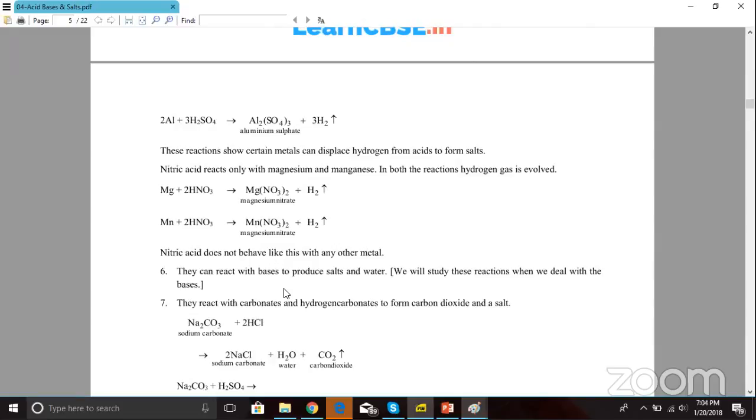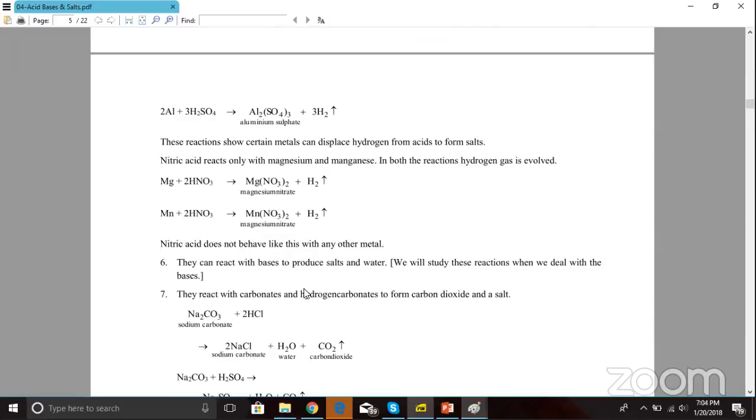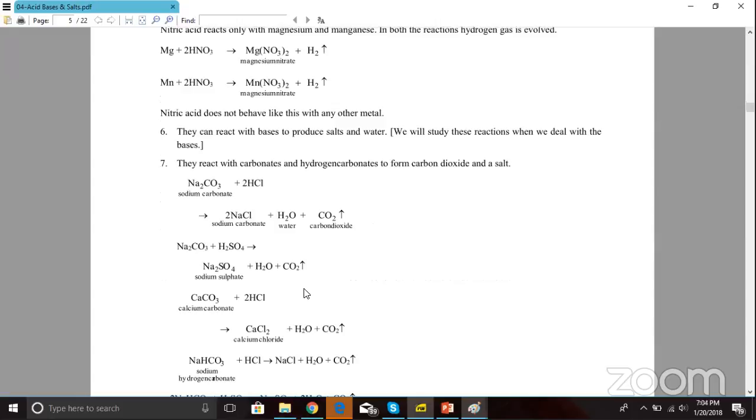Acids can react with a base to produce salt and water, which we call a neutralization reaction. Also, acids can react with carbonates and hydrogen carbonates to form carbon dioxide and a salt. Sodium carbonate, the formula is Na2CO3, can react with HCl. It forms NaCl plus water plus carbon dioxide gas released.